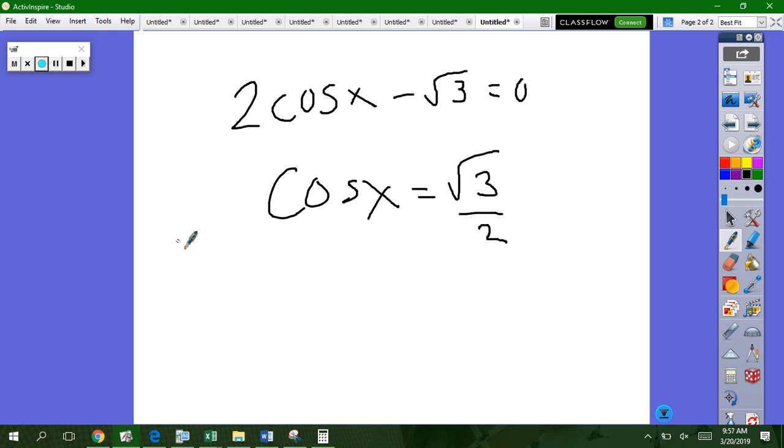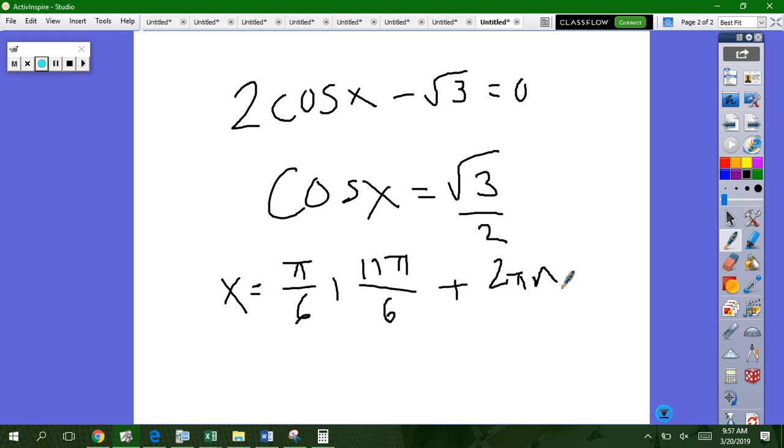Okay, where does cosine equal root 3 over 2? These are going to be the same answer because I was stupid. But not really. They're not the same answer, actually. Pi over 6 and... there we go. But once again, how do I get back to those? Add 2 pi n. And what is n again? n belongs to the integers.